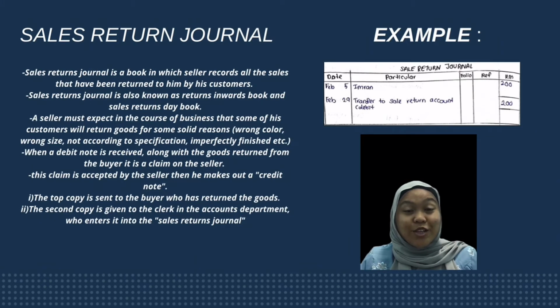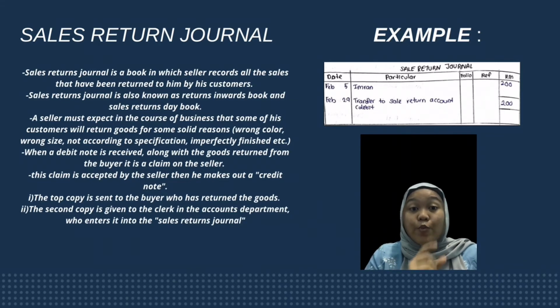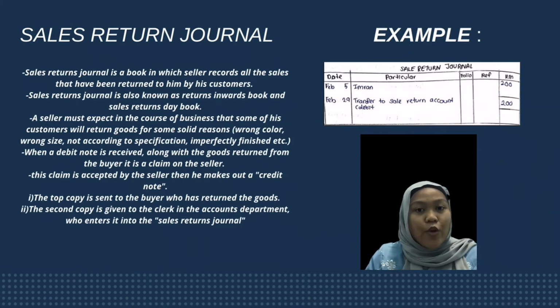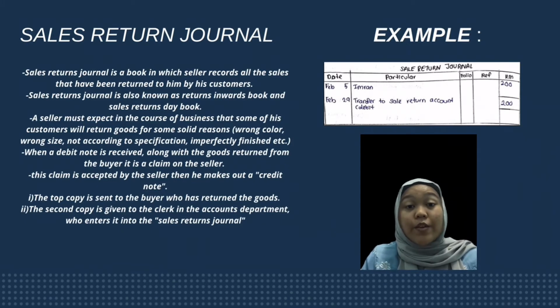Next, I would like to share with you guys an example transaction used in the sales return journal. Imran returned RM200 defective goods on 5 February. That means Imran returned goods to the seller because they were defective. So, 5 February we write in the date column, and the particular is Imran because Imran returned goods to the seller. The RM200 we put in the amount column, which he has returned.